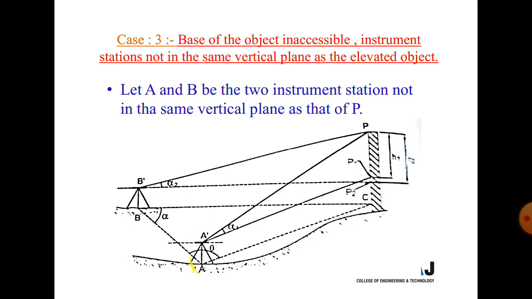Now from the instrument station A, we bisect the angle, we bisect the top of the point P, and the imaginary line is this. So from the imaginary line, the distance to the top is h1, similarly h2. So here the instrument is set up at point B, and this one is a horizontal line of sight, and this one is a horizontal line of sight to the top of the object, and the distance is h2.